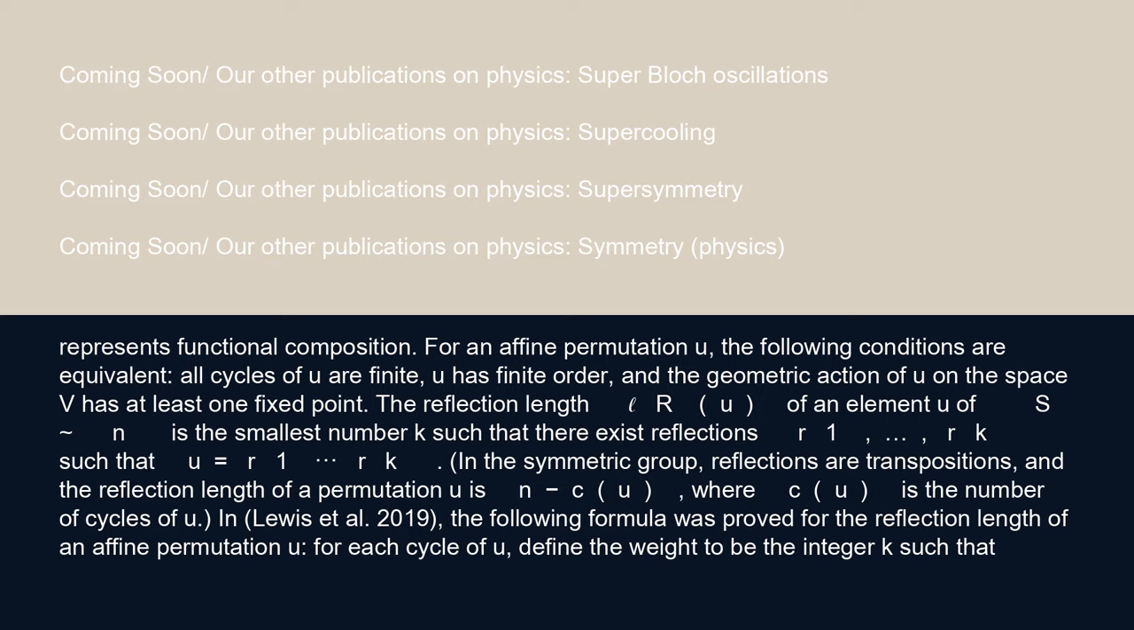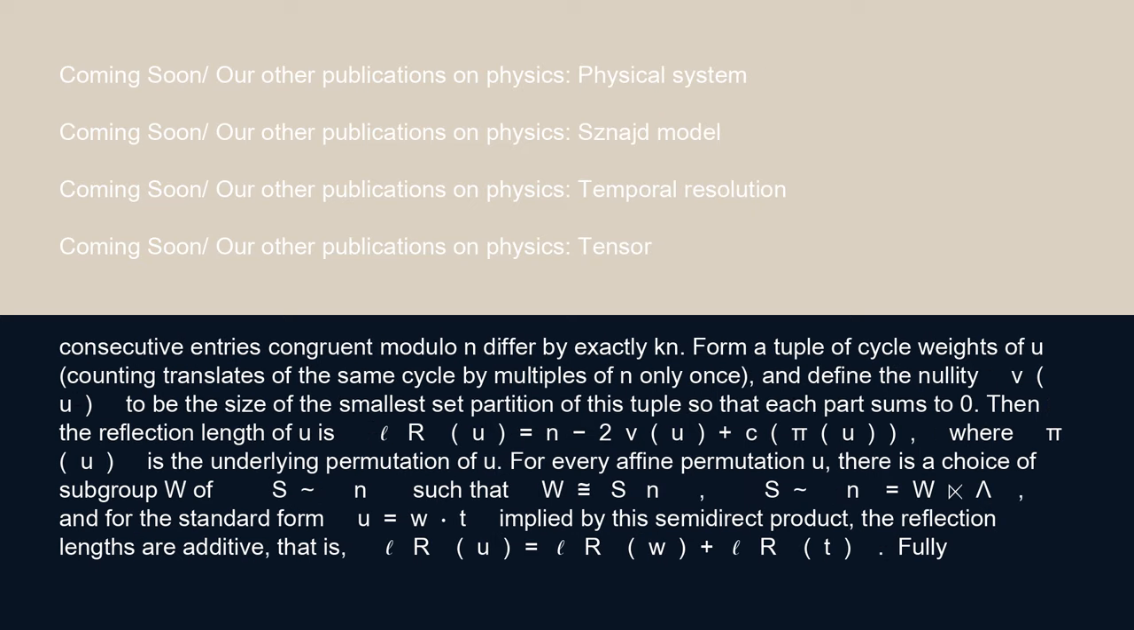In Lewis et al. 2019, the following formula was proved for the reflection length of an affine permutation U. For each cycle of U, define the weight to be the integer k such that consecutive entries congruent modulo n differ by exactly kn. Form a tuple of cycle weights of U, counting translates of the same cycle by multiples of n only once, and define the nullity nu(U) to be the size of the smallest set partition of this tuple so that each part sums to zero.